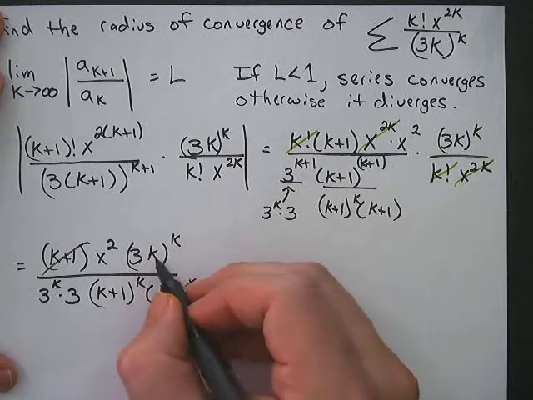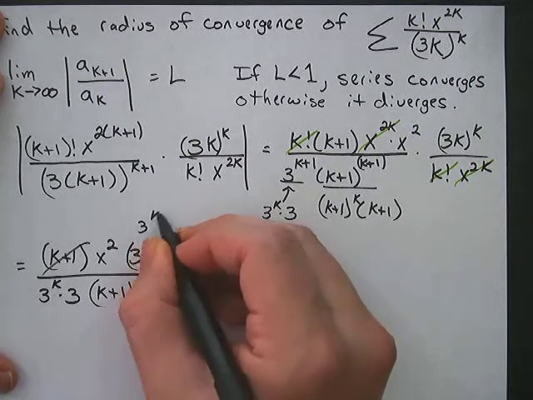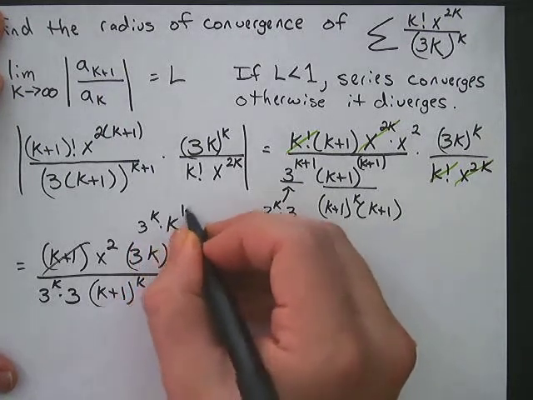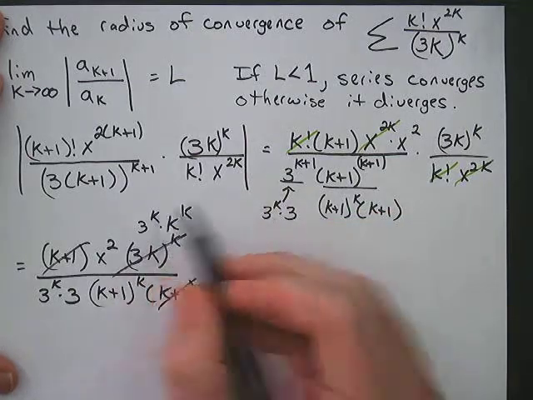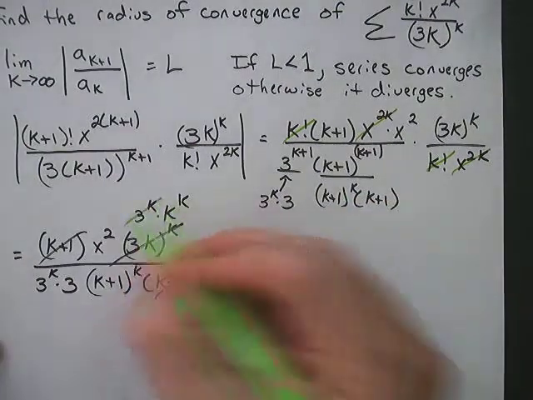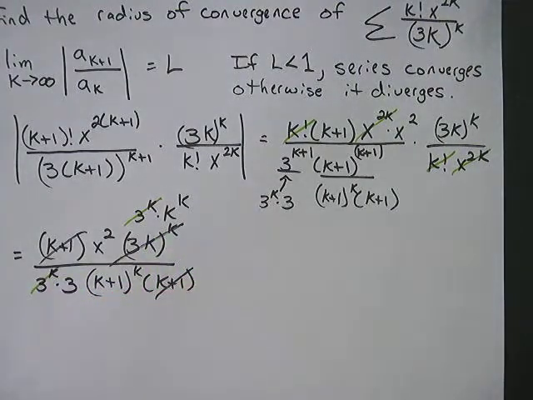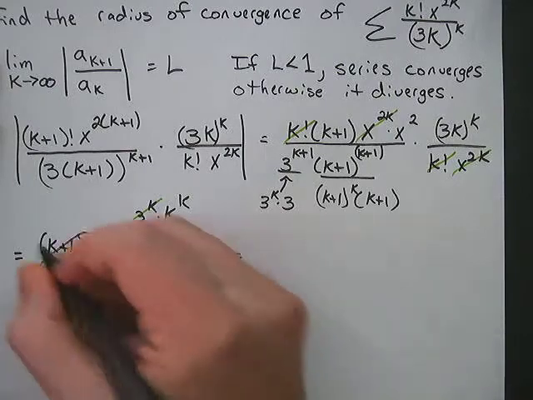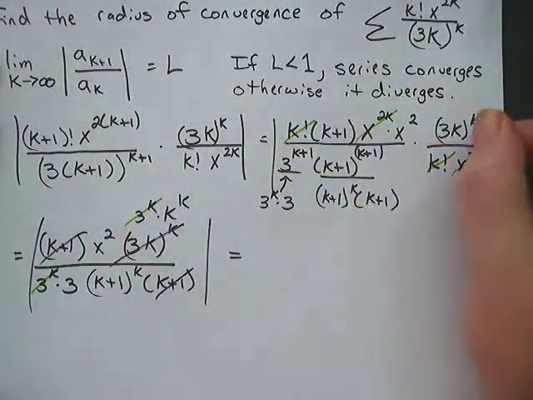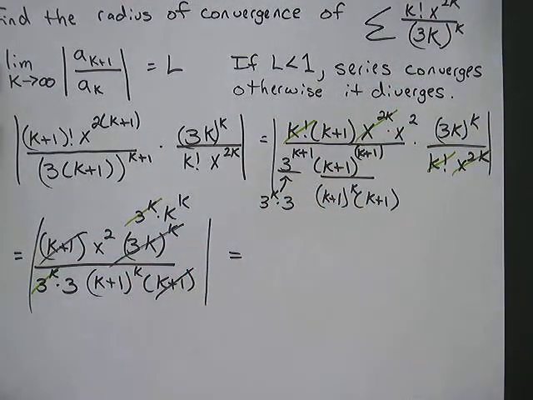So 3k to the k power is the same thing as 3 to the k times k to the k. Okay, so let's pretend that we wrote that. That way I can go ahead and cancel out this one as well, but it leaves the k to the k power. So that gets me, and these all have absolute values. I should have written those as I went along.